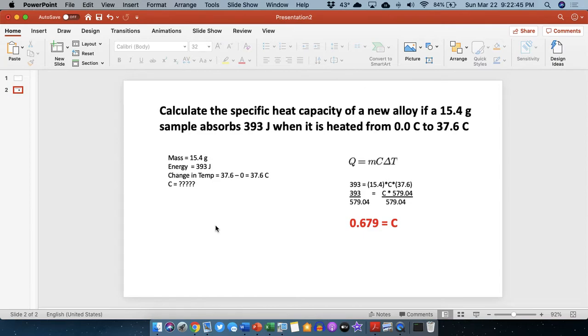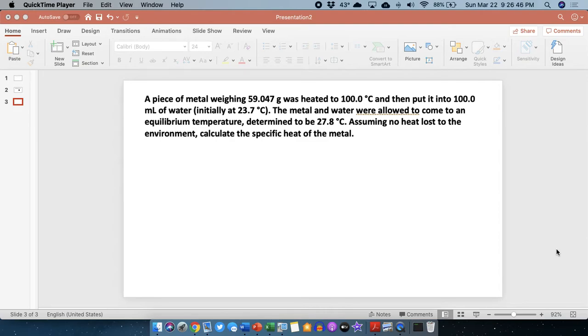Now, we can go one step further and do one of the calculations like we did in class and in the lab with the calorimetry. So let's take a look now at a calorimetry problem. Okay, so let's take a look at this problem that's a little bit more complex, but using the same basic logic.